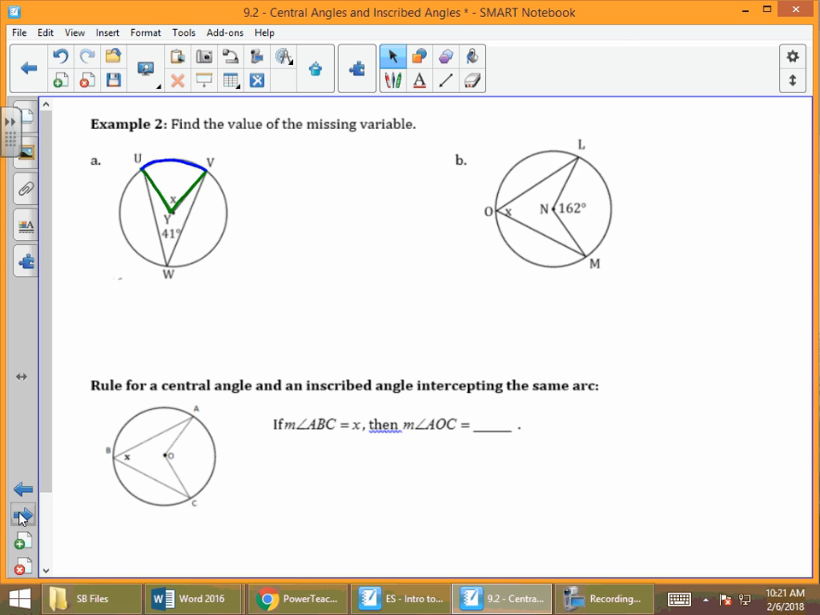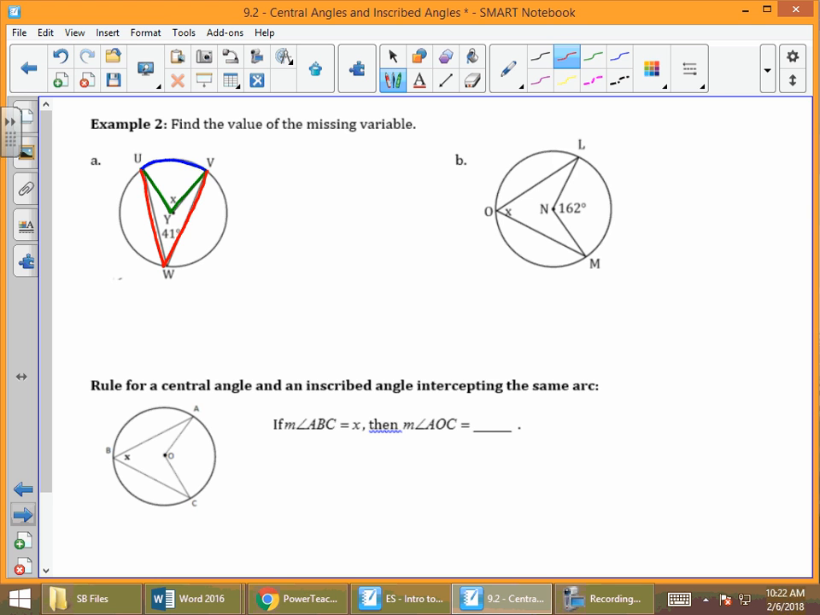Well, I notice this red angle right here is intercepting that same arc. What kind of angle is that red angle? Inscribed, because it's on the edge. Well, what do we know about inscribed angles and arcs? What do we have to do with that angle? We're going to do it with 41 to find the measure of that arc.